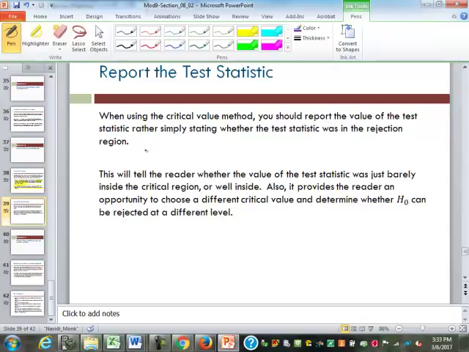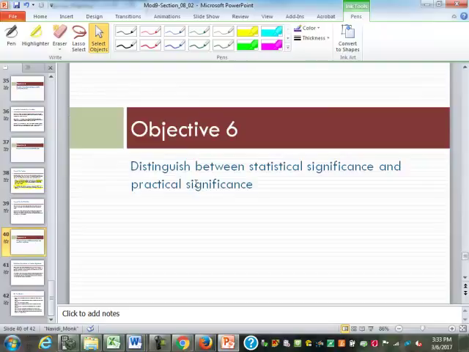So in using the critical value method, you should always report the values of the test statistic rather than simply stating whether the test statistic was rejected. So just like with the p-value, you should always state the p-value. Same with the test statistic. Give the value of the test statistic so that whoever is looking at it can compare it to your critical values and see whether you were close or whether it was way out there.